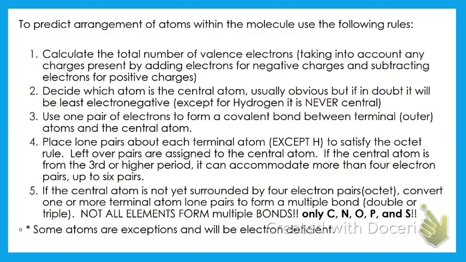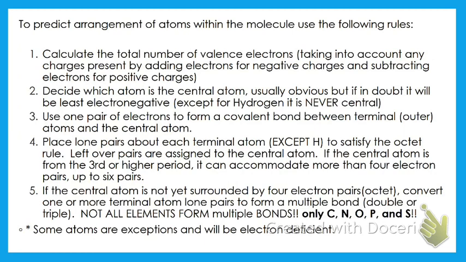Here's the rules. Rule number 1, calculate the number of valence electrons, taking into account any charges that are present. So if I have a negative, what am I going to do with electrons? Add some or take away? Add. So if I'm doing a polyatomic ion, like a phosphate with 3-, I would figure out my valence electrons for my elements, and then I would add 3 to that because it's got a negative 3 charge.